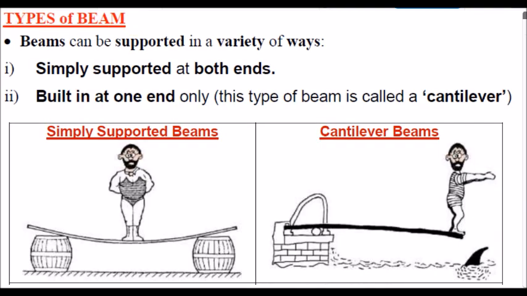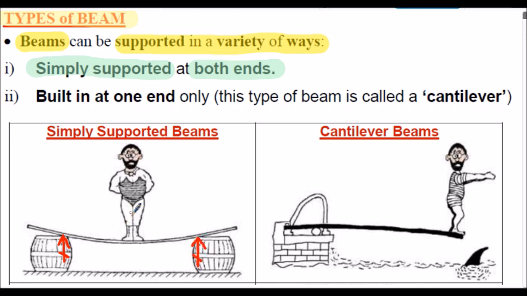Let's consider the types of beam. So beams can be supported in various ways. But within this presentation we're just going to consider simply supported beams at both ends. So left hand diagram here we'd have a reaction here and a reaction here. This illustration with a point load in the middle. So this is our simply supported beam here.